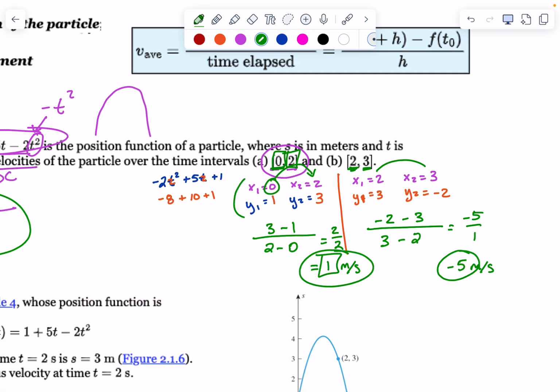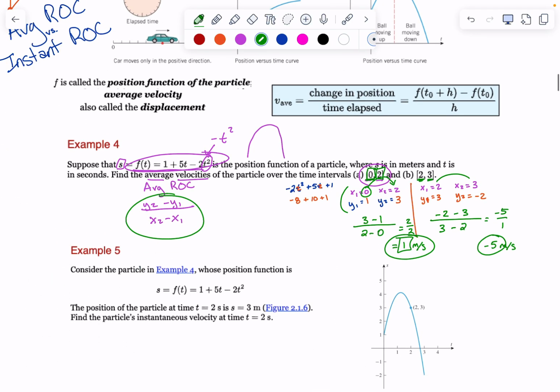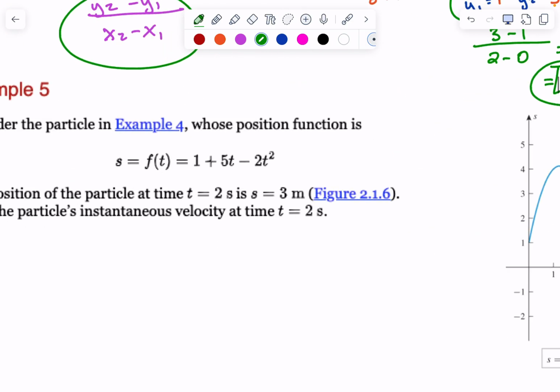We didn't even use derivatives or limits or anything like that in that problem. That was like algebra stuff we could have done, right? Okay? Good? All right.